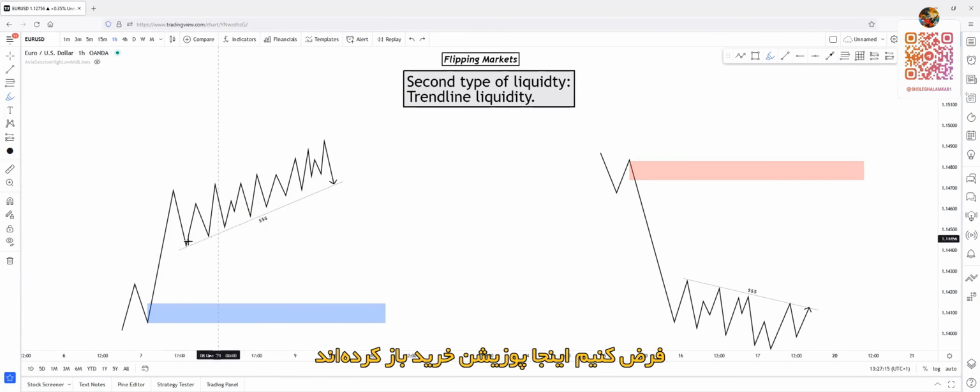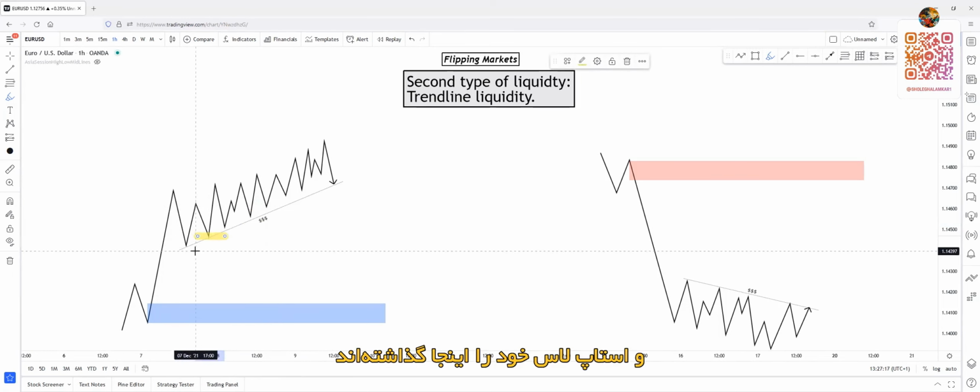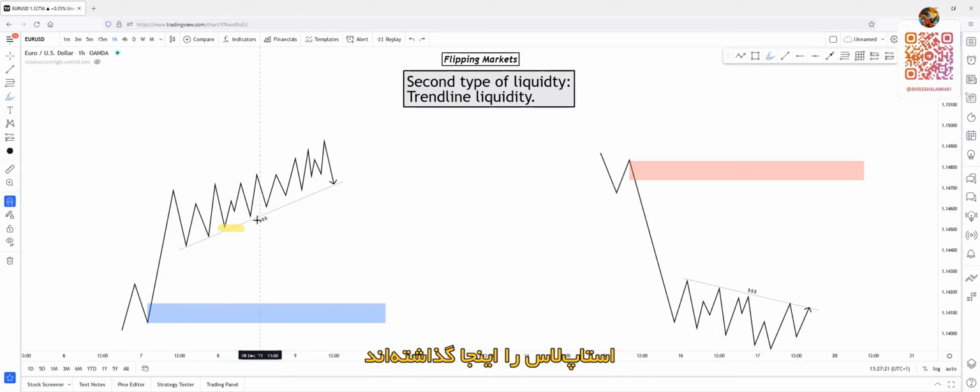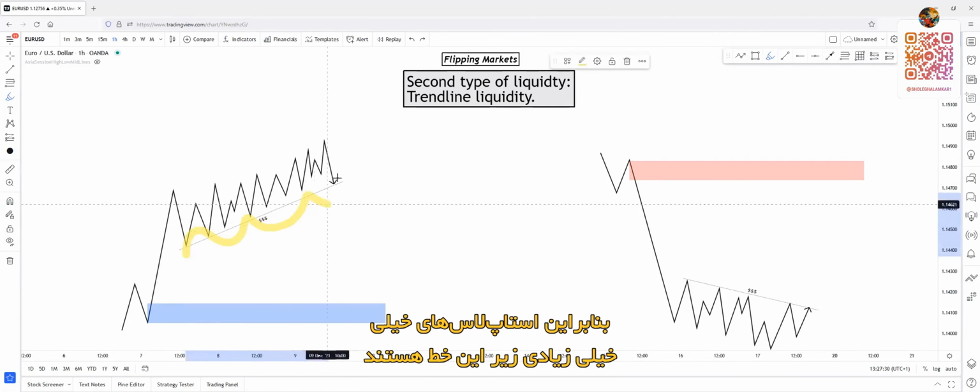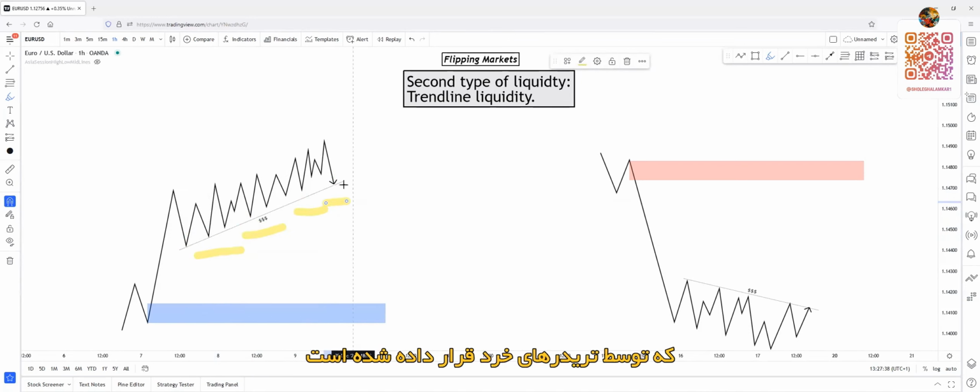So let's say they open the buy position here, they place their stop loss here, open the buy position here, stop loss here, opened here, stop loss here. So we have a lot of stop losses just above each other on this line. So we have really loads of stop losses sitting just below this line placed by the retail traders.